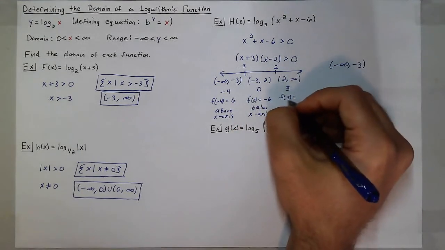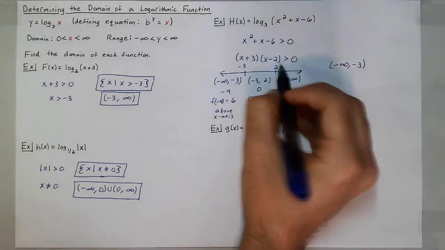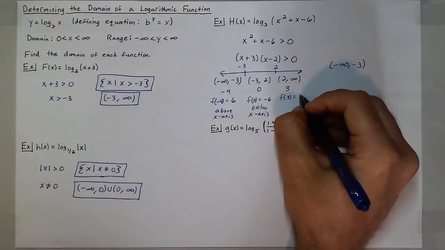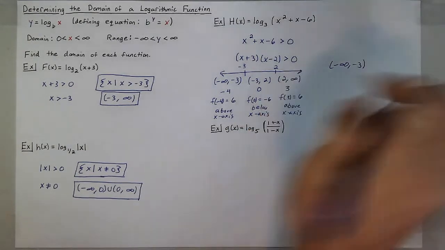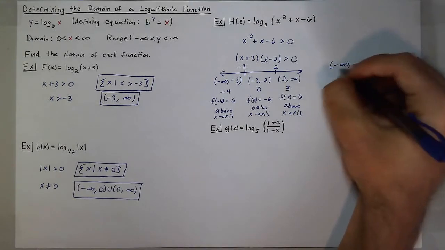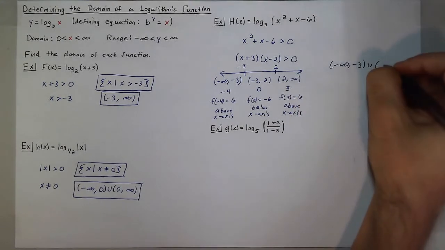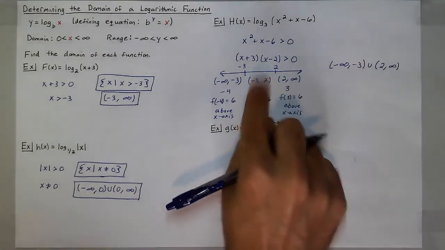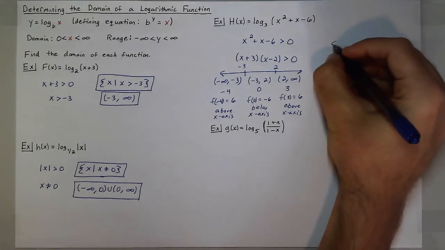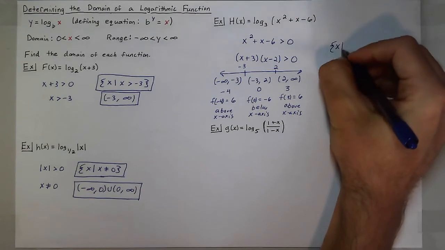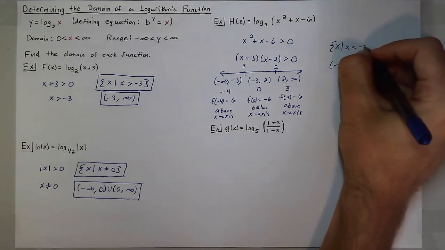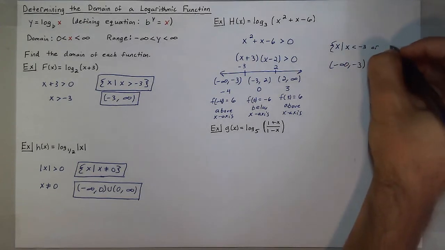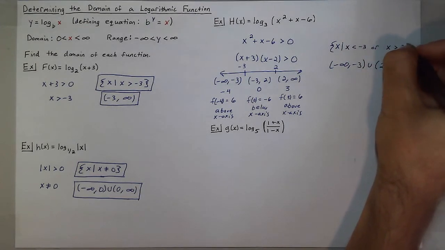And lastly, I have f of 3. When plugged in, it gives me 6 times 1, which is positive 6 again. And that, since it's positive, puts it above the x-axis, which means I will use that interval. So my domain is negative infinity to negative 3, union 2 to infinity, leaving out that middle interval. The way I can write this in set notation is all numbers x such that x is less than -3 or x is greater than 2.